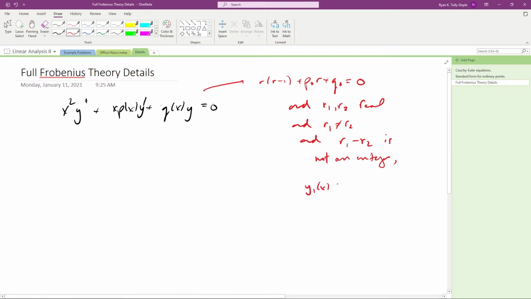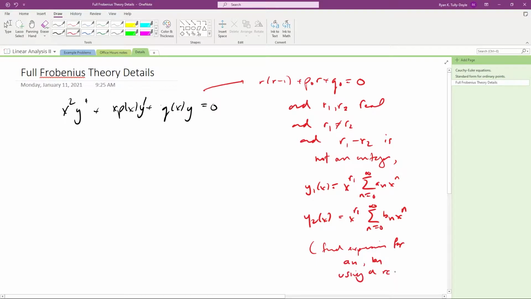times the sum from 0 to infinity of some power series, and that the second solution has the same form, where you can find these things using recursion. You can find an expression for the a_n's and the b_n's using a recursive or recurrence relation.